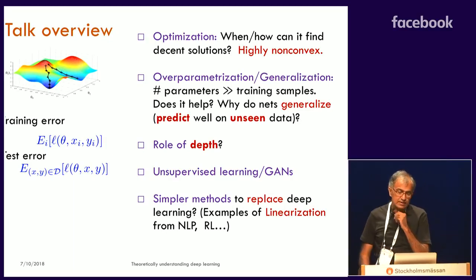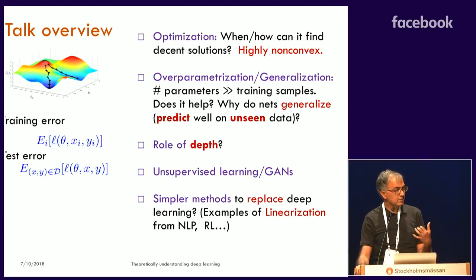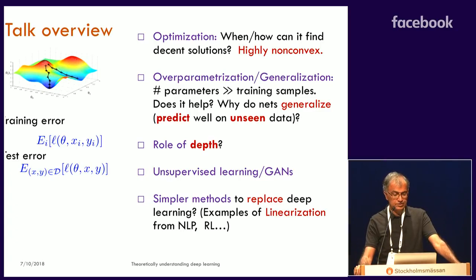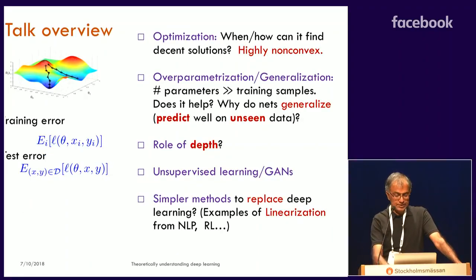This is not necessarily a suggestion that deep learning is going to be all replaced by simpler methods, but at least when you try to think about simpler, understandable methods, maybe you'll be able to learn from them and improve other methods. So the methods I'll talk about are actually linear in some sense, although not in the obvious way. So let's start with optimization, part one.